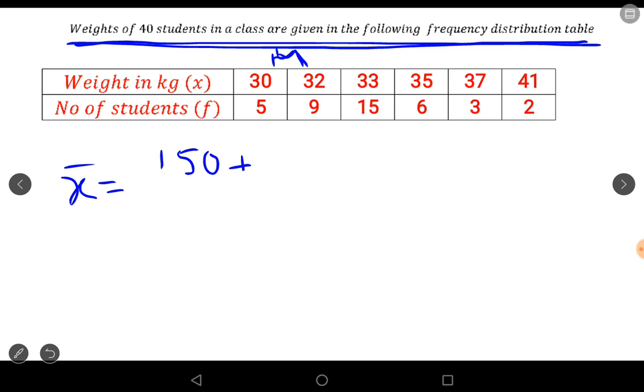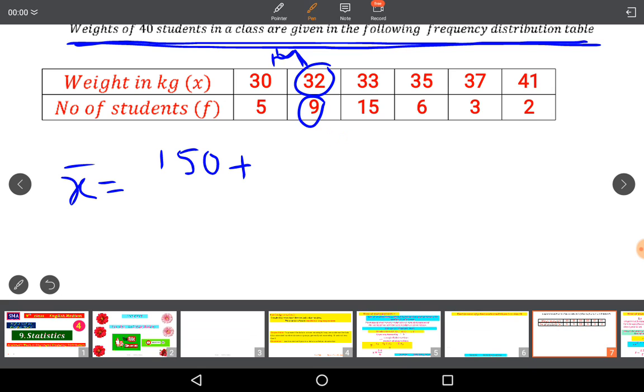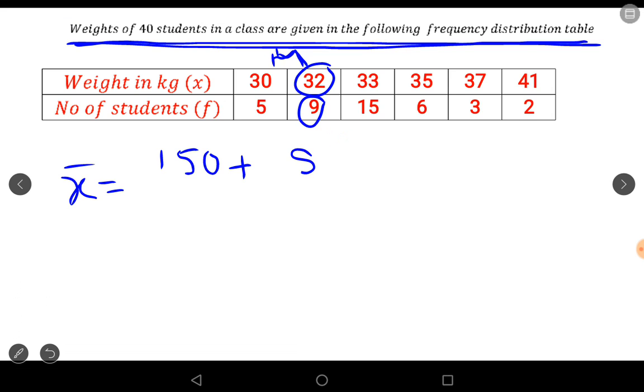Next one, 32 kg, the number of students is 9. So that means 32 plus 32 plus 32, 9 times. The sum is 288. Next one, 33 kg, the number of students is 15. So their total weight is 495. Next one, 35 kg, the number of students is 6. The sum is 210. Then 37 kg, the number of students is 3. The sum is 111.